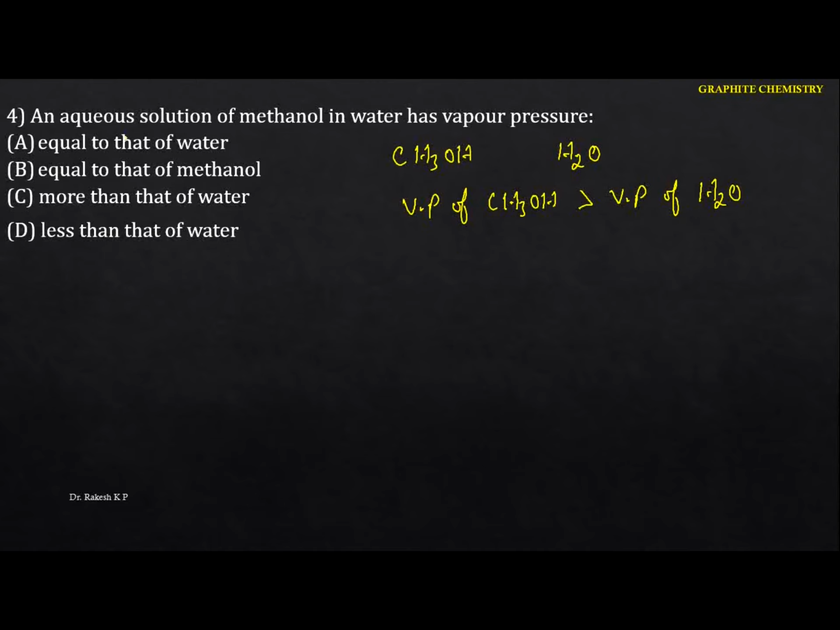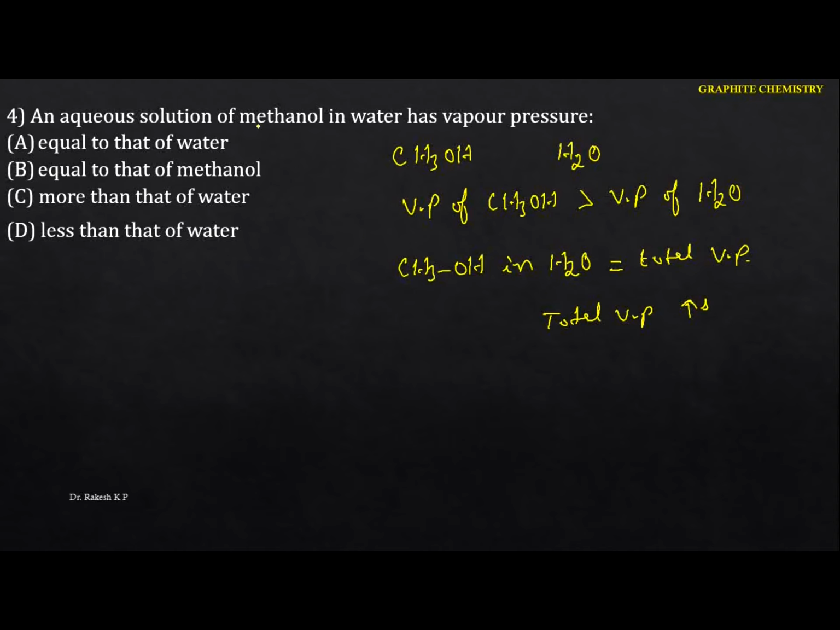But see the next one. The aqueous solution of methanol. That means here we can identify methanol in water. Methanol in water. So you have to identify the total vapor pressure. That means what happens to the total vapor pressure? The total vapor pressure will increase. That means we can identify the vapor pressure of this one.